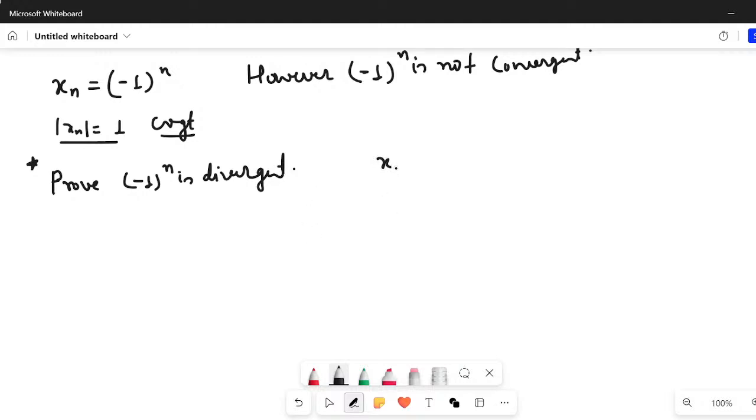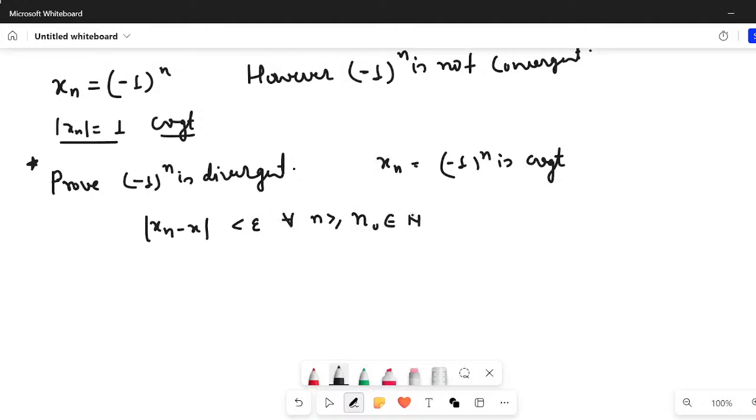Let us say that my sequence xn equal to minus 1 raised to power n is convergent. Let us assume the contrary. If this is the case, then the distance between xn and x can be made less than epsilon for all n greater than or equal to some n naught belonging to natural numbers, and let epsilon be less than 1, because epsilon is any arbitrary positive real number. So why not let the distance between xn and x be less than 1?